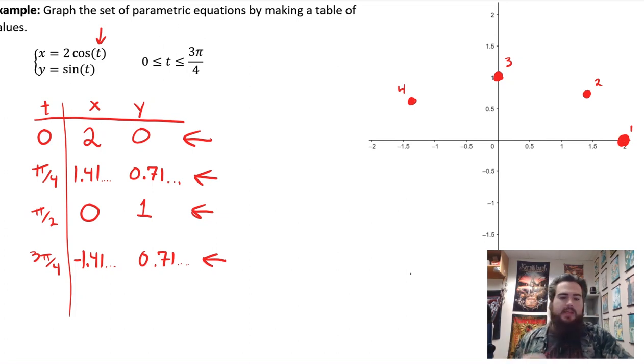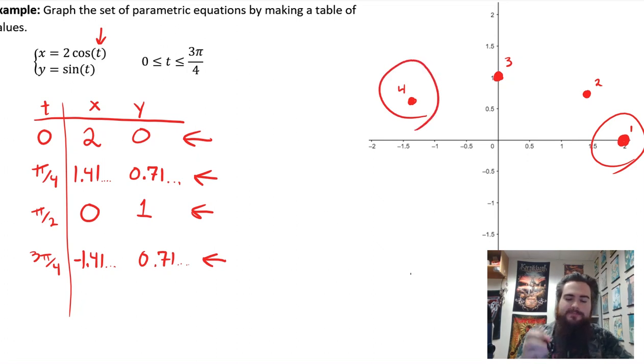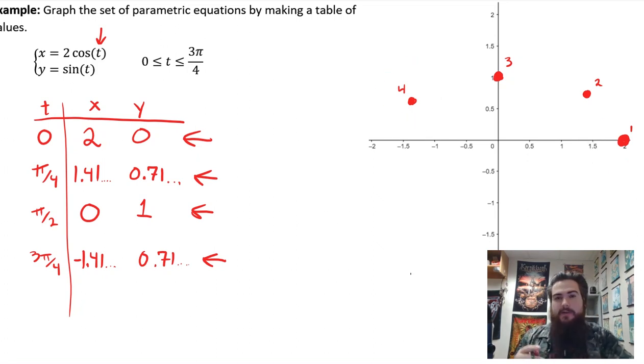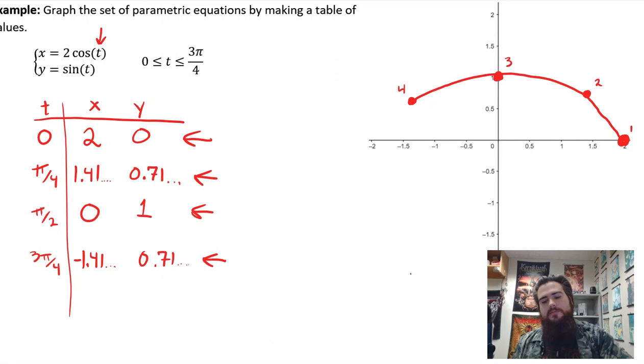And that's it. Based on our restrictions for t, there is nothing further to go beyond this. It will start at this point at 1 and will end at this point at 4. So we're not going to have a full curve or anything. It's just going to start at a point and end at a point. If I do connect the dots accordingly, I will get a curve that looks kind of like this.